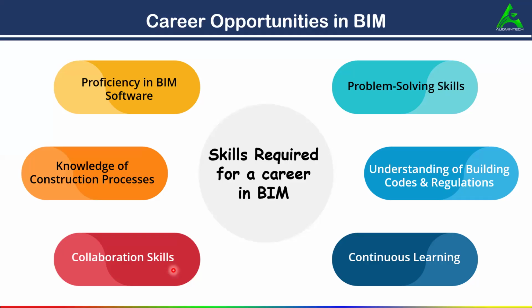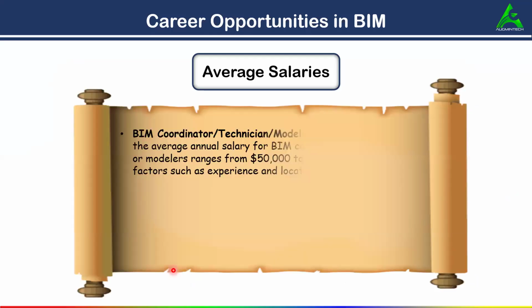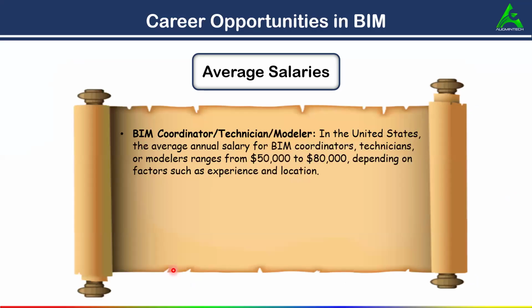Second thing, the next is average salary. What should be the average salary? So it totally depends. If you are a BIM coordinator or technician or BIM modeler, what is the average salary? It is given here. In the United States, the average annual salary for a BIM coordinator, technician, or modeler ranges from 50,000 to $80,000 depending on factors such as how much experience you have, and location. Because salary may be higher in metropolitan areas or regions with high demand for BIM expertise.